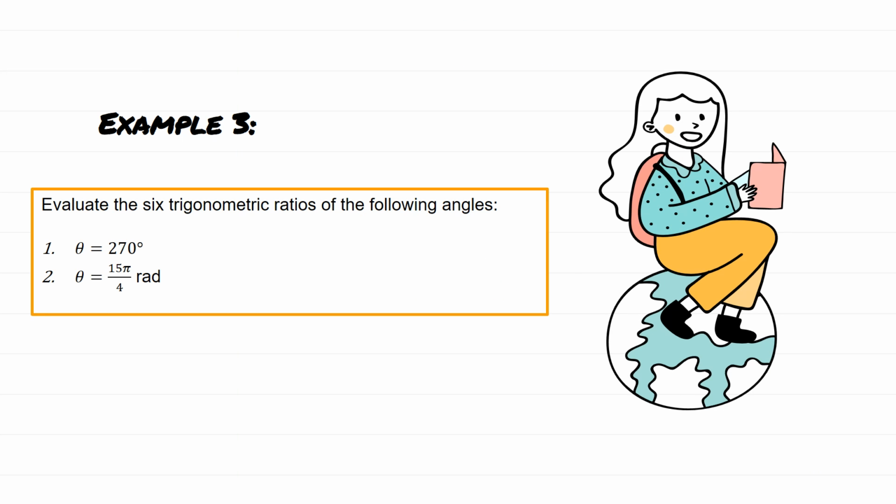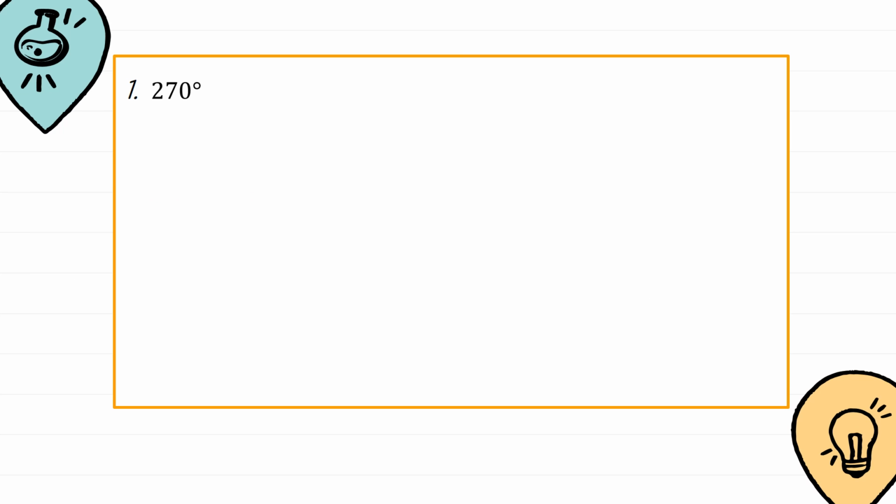For the third example, we have to evaluate the 6 trigonometric ratios. So, all 6 of them. First, 270 degrees, and second, 15 pi over 4. Let's do number 1. So, the first example is 270 degrees.